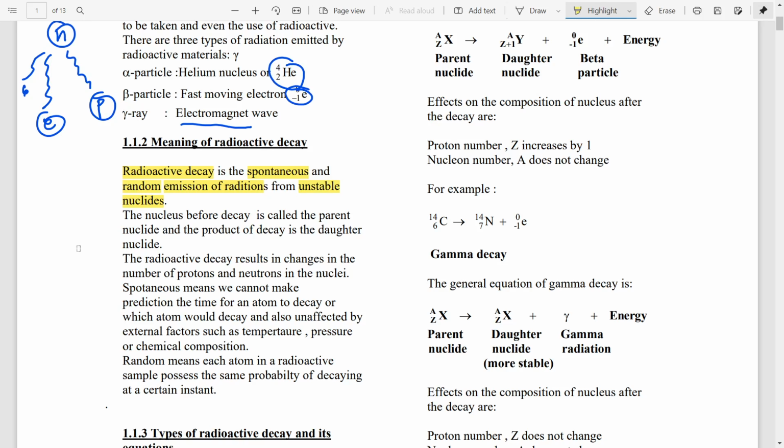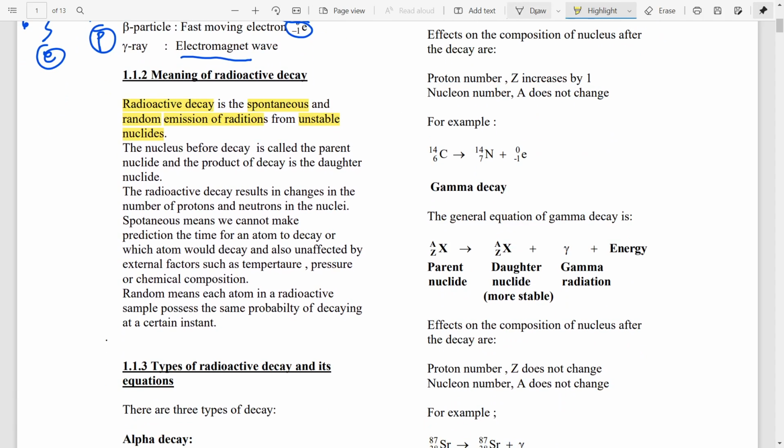The nucleus before decay is called the parent nuclei, and the product of decay is daughter nuclei. So kita ada dua term lah. We have two terms here that have been introduced. The first one is the parent nuclei, maksudnya yang sebelum tu lah, which is the nucleus before the decay process occurs. And the product of the decay is called the daughter nuclide. This is the nucleus after the decay process occurs. Biasanya dia akan jadi nukleus yang baru kan, elemen yang baru.